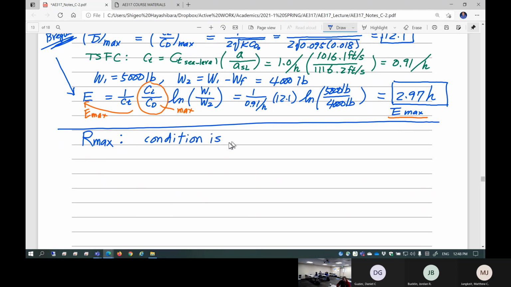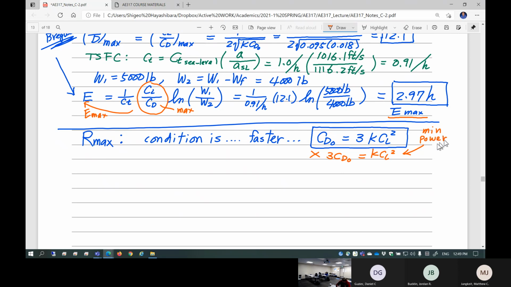The condition is a faster speed, of course. Do you remember this equation? CDO is equal to 3 times KCL squared. Now, it always gets confused. It's not 3 CDO equal to KCL squared. No, no, no. That is the minimum power required.